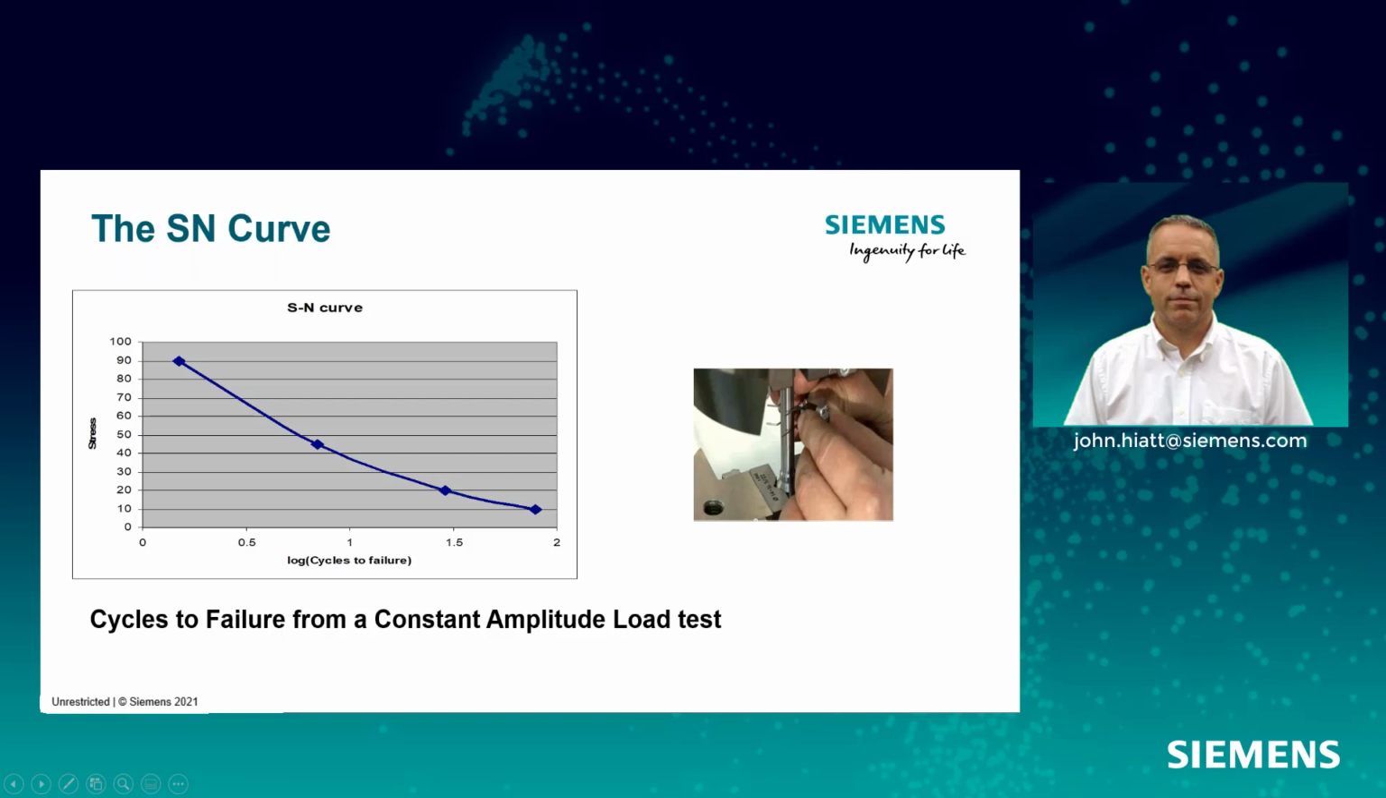So I'm going to take a specimen, put it in a fixture, in a machine, and I'm going to load it at a certain level and cycle that load until it fails. And then I'm going to go to the next load level. And then I'm going to develop a curve that'll give me cycles to failure at a constant amplitude load. As you probably expect, the higher the load, the lower the cycles to failure. It's common sense.